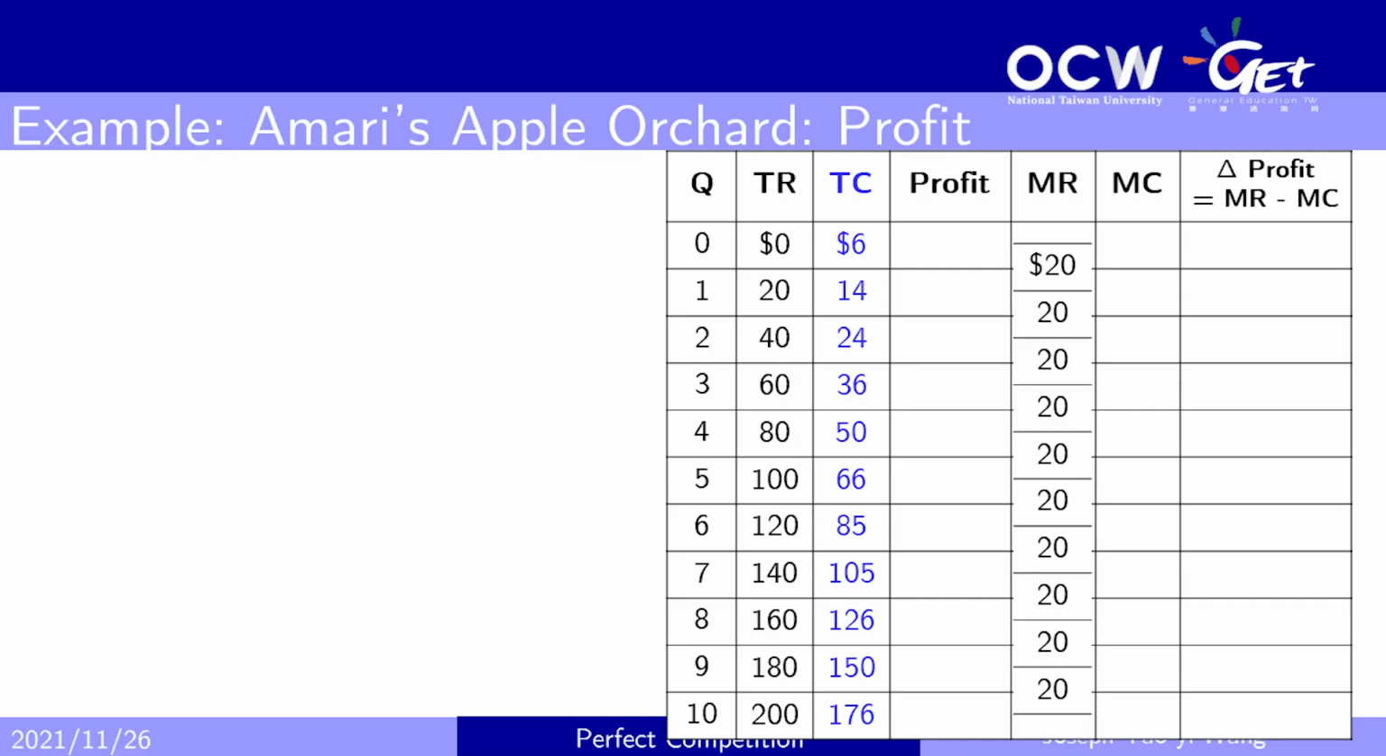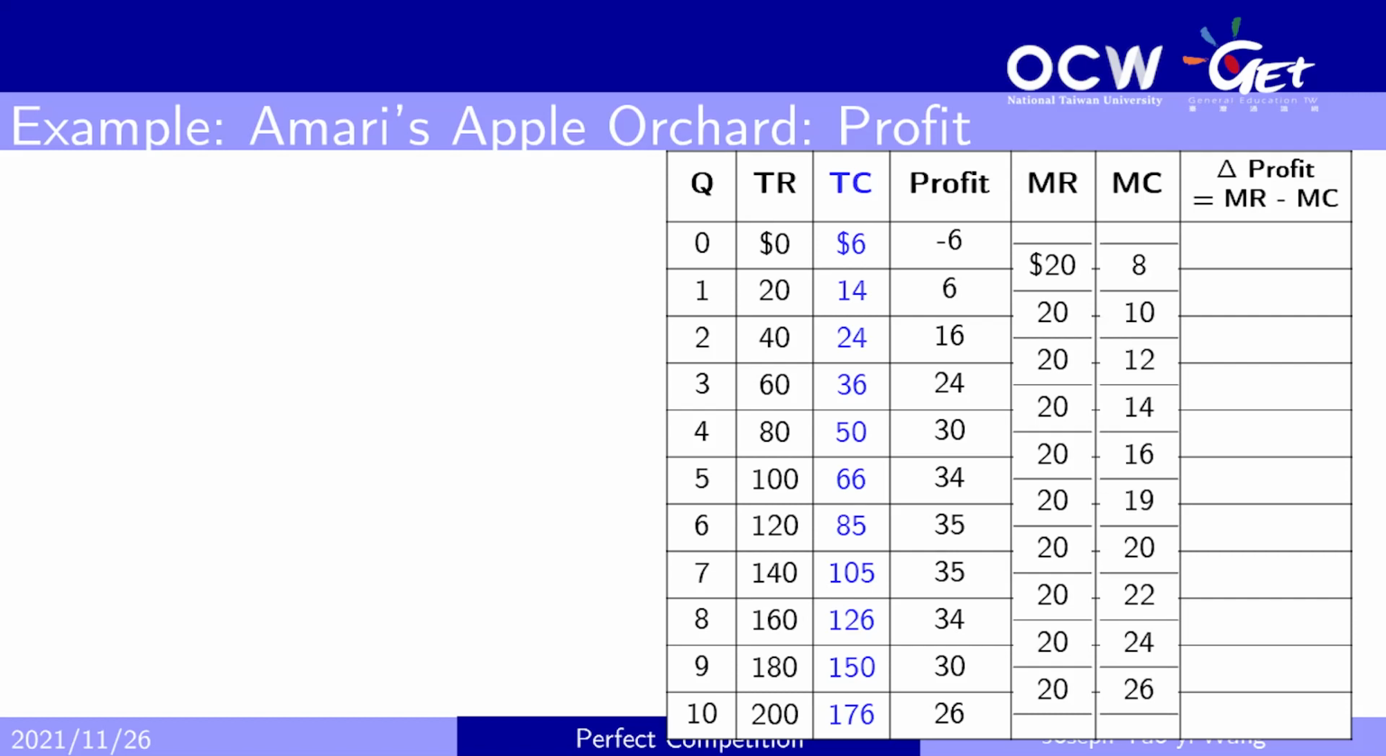Let's take a look. So the marginal revenue we already know, it's always $20. That's the market price. Just subtracting total cost from total revenue, you get your profit. So 0 minus 6 is minus 6. $20 minus $14 is $6, and so on. So you can get all of this. And if you look at this, of course, you can also calculate marginal cost from total cost. So when the total cost increases from 6 to 14, you know that the marginal cost is 8. Going from 14 to 24, it's $10, and so on.